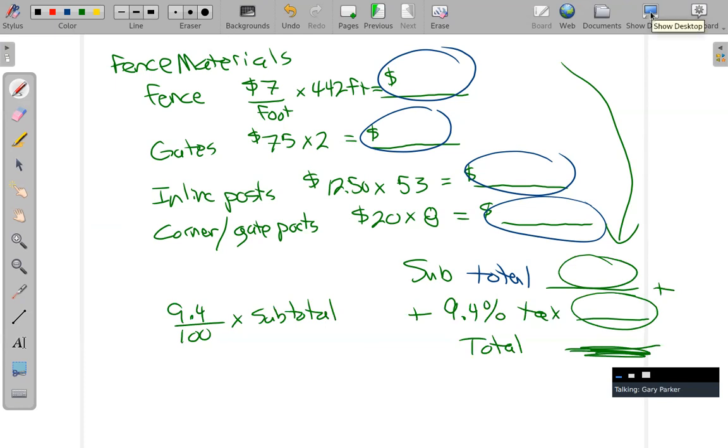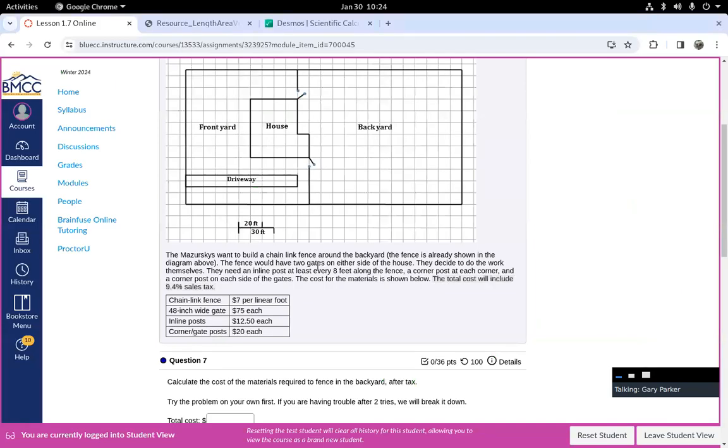Let's look at the directions again, just to be sure. Let's see, chain link fence, backyard, check. Fence is going to have 2 gates, check. They decide to do the work themselves. They need an inline post at least every 8 feet. Yeah, we double checked that. Corner post at each corner and on each side of the gates. And there are the material costs. And then don't forget the sales tax. All right, better.